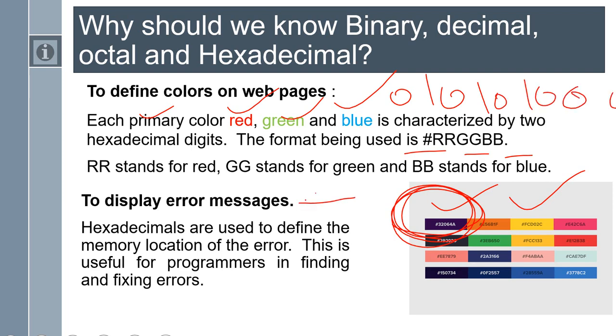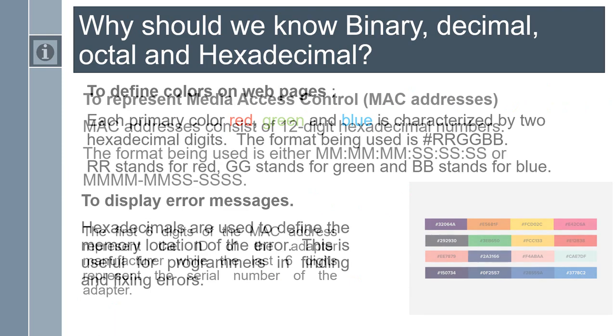And the next use is to display error messages. Hexadecimals are used to define the memory location of the error. This is useful for programmers in finding errors and fixing errors.